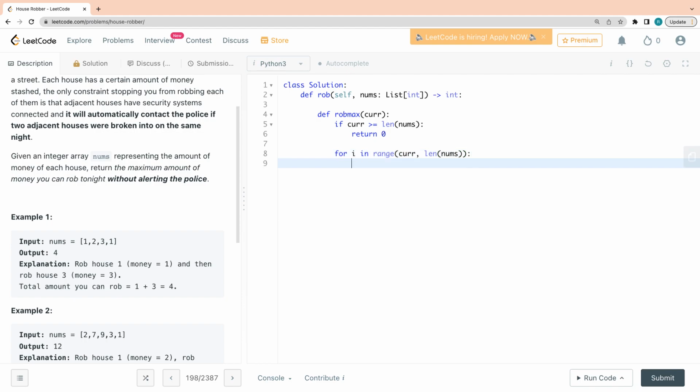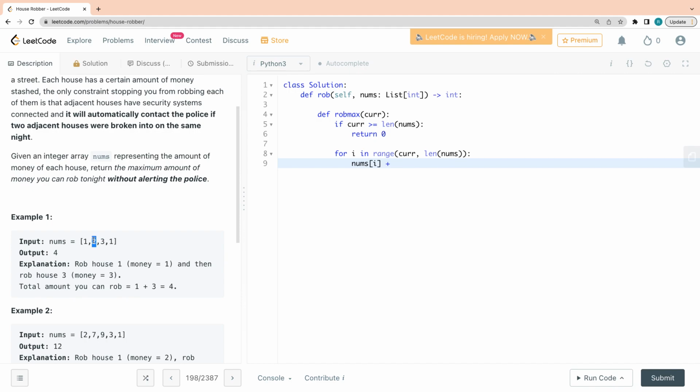If I have this many houses, let's say I'm robbing the first, this house, the ith house. What is the next option I have? If I'm robbing the first house, I can only start robbing from this one, so I have the list of choices from here.